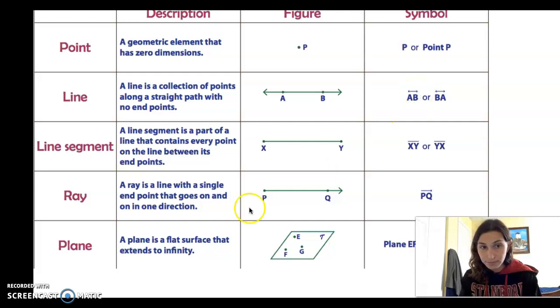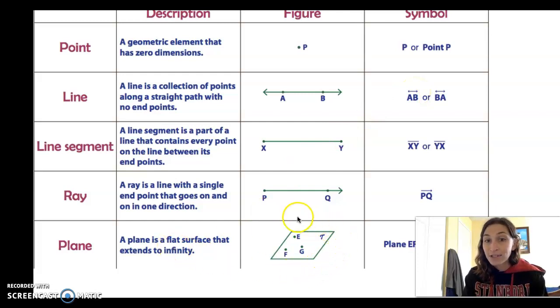Now, a ray. You can see that there is one endpoint, and then it goes on forever. My endpoint is P. So when describing that ray, I always start with my endpoint. In this case, it's P, and it goes on forever, moving towards the point Q. Notice what I put on top of there is a ray. What I put on top of there is a line segment, and what I put on top of there is a line.